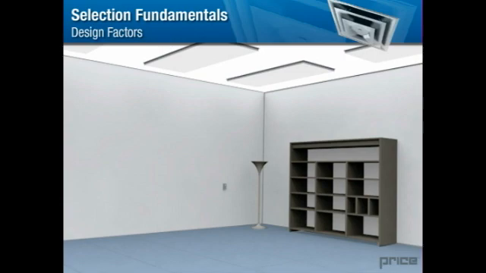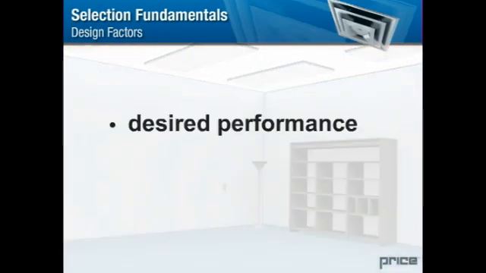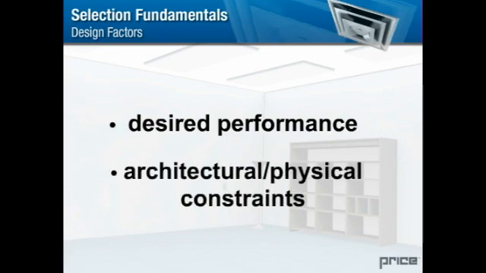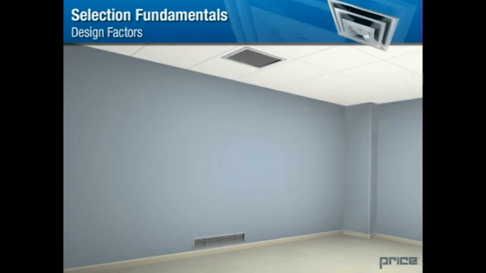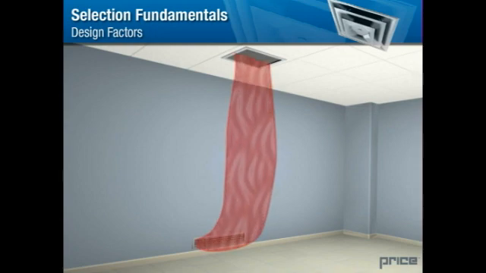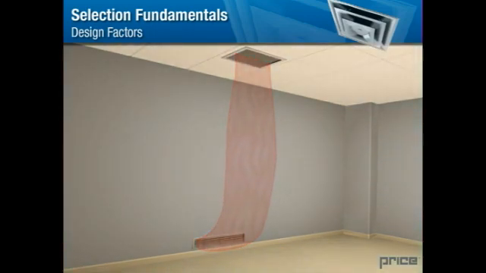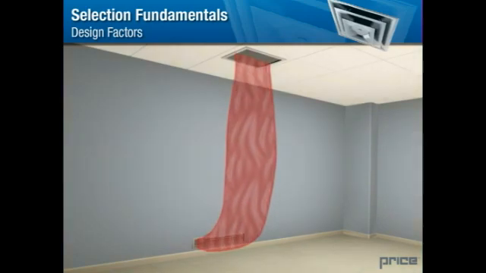Location. Location of the air outlet refers to whether it's installed in the ceiling, in the floor, or in the sidewall. Two factors can influence outlet location. These are the desired performance and architectural or physical constraints. The path the air takes from the supply outlet to the return outlet has a major effect on the comfort level in the space. If the return is located in an area where supply air flows directly into the return without transferring its energy to the space, the space may be uncomfortable. So, proper outlet location will have a major effect on the performance of the HVAC system in the space.